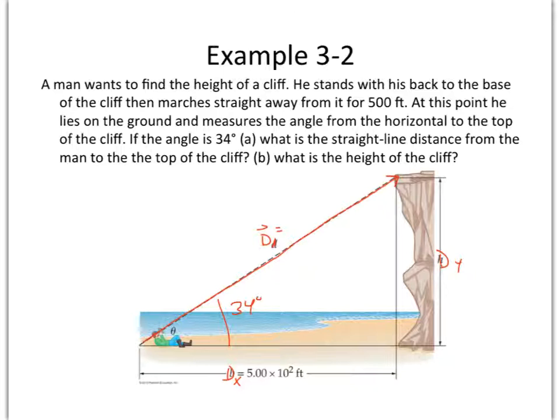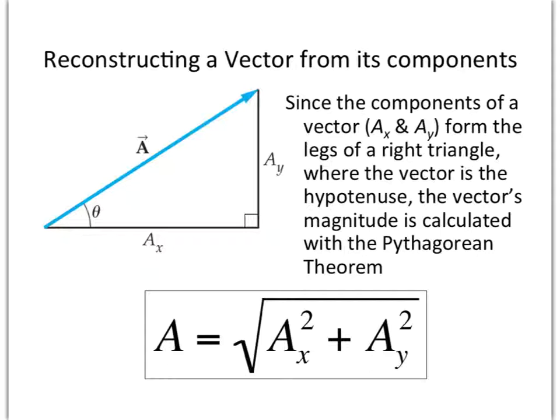This guy has a distance or displacement vector from him to the top of this cliff, and it's at some angle. We were able to determine that because of our knowledge of the relationship between the x and the y components that right triangle creates. What I'm going to talk about today is how to take the components and resolve them back into the vector itself, and also how to find that angle.